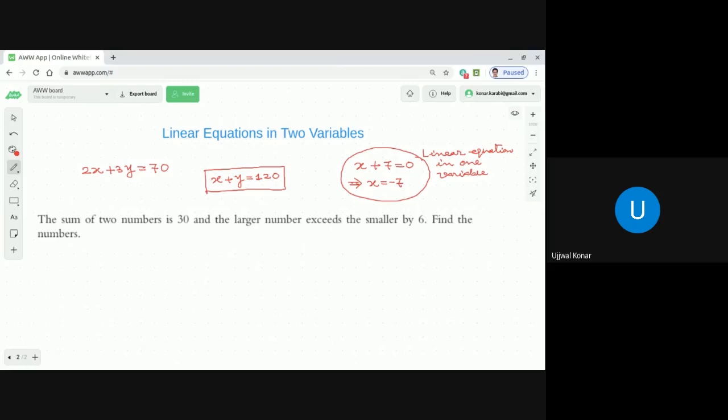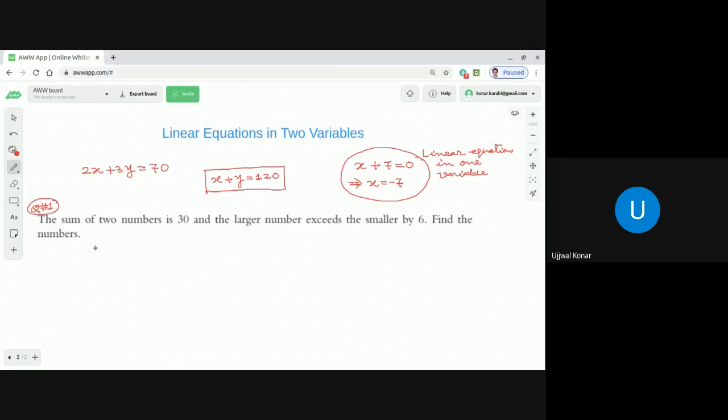You can answer this question without having any knowledge of linear equations in two variables. And to answer that one, you need to use a trial and error method, isn't it, dear students? Because you need to find two numbers so that the larger one exceeds the smaller by 6, and their sum is actually 30. But if we apply the concept of linear equations in two variables, this kind of word problem can be solved very easily. So let me first show you the solution. If you face any difficulty to understand that solution, never hesitate to let me know. Okay, so this is the question here, question number 1.